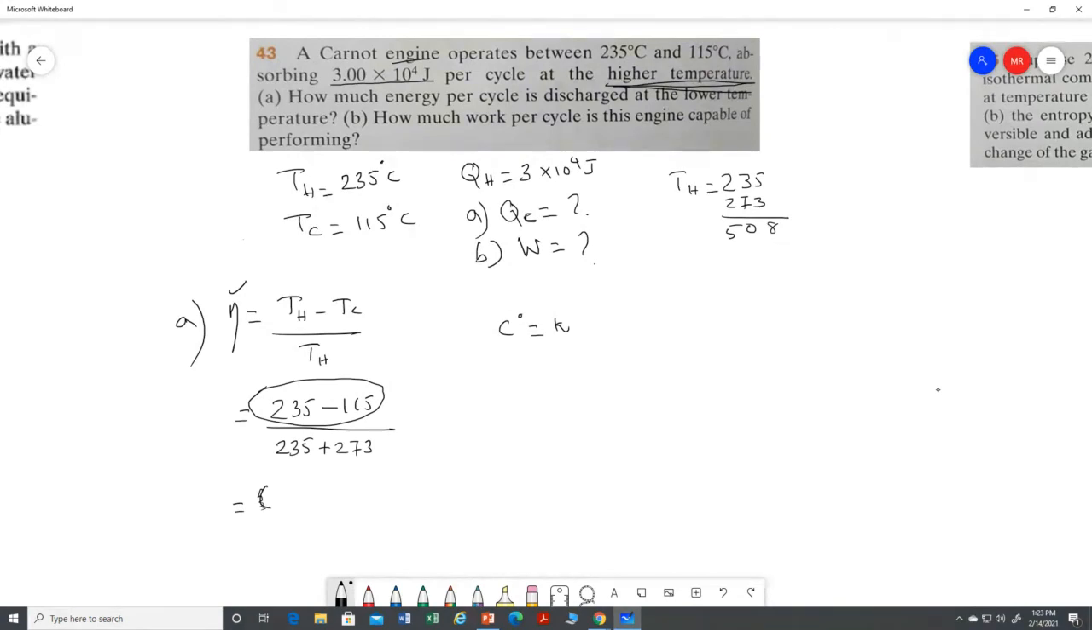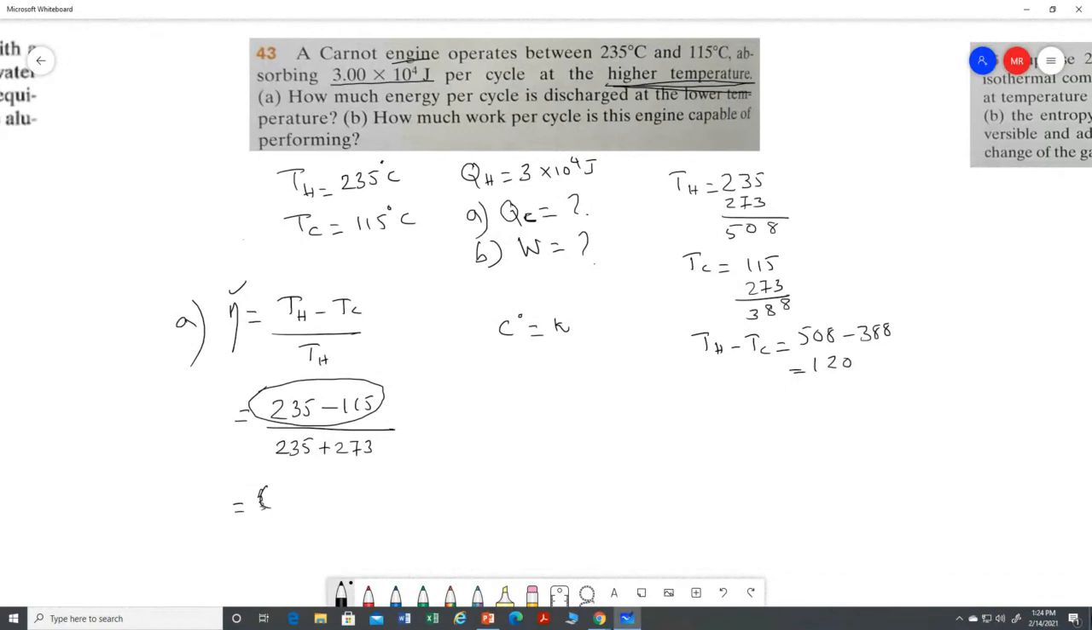Yes. Okay. What is your low temperature? If you add 273, what you will get? 388. Am I right? Okay. What is the answer for TH minus TC? 508 minus 388. What is the answer, my dear? 120. Am I right? Yes. Okay. Without converting, could you please find the answer?